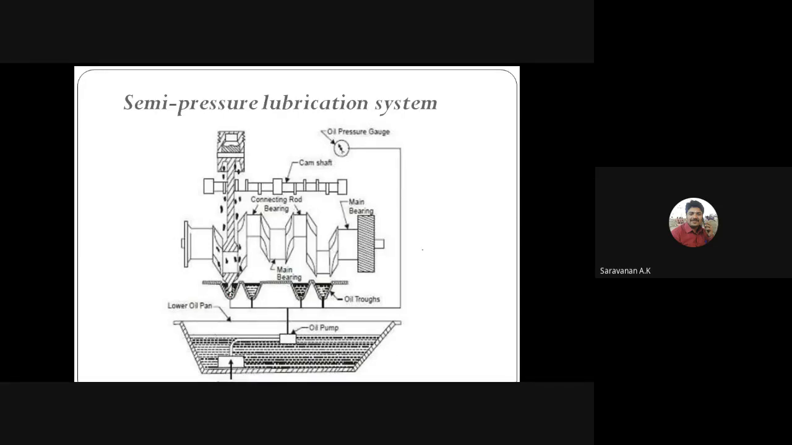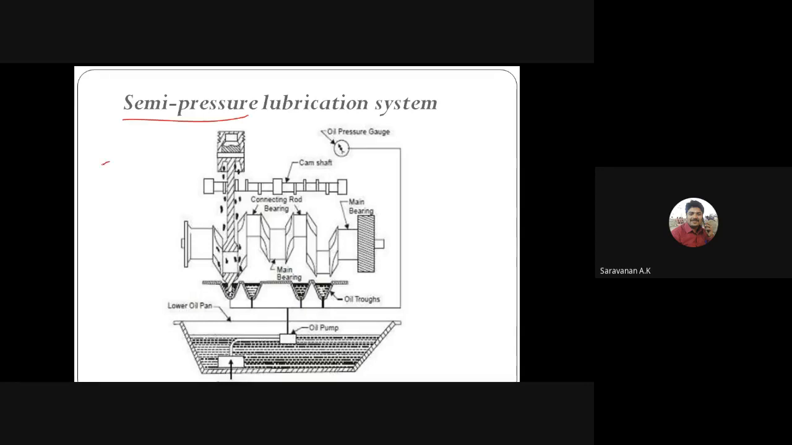Here we supply the lubricating oil inside the cavities or passage, and we have to give some pressure. That pressure is a limited one, so it is the semi pressure system.